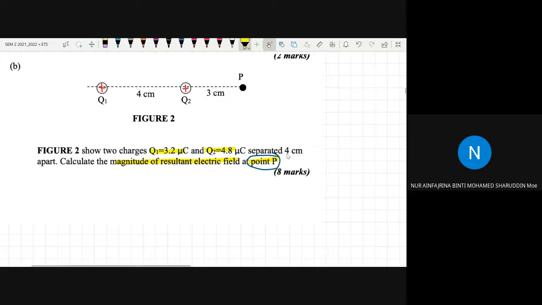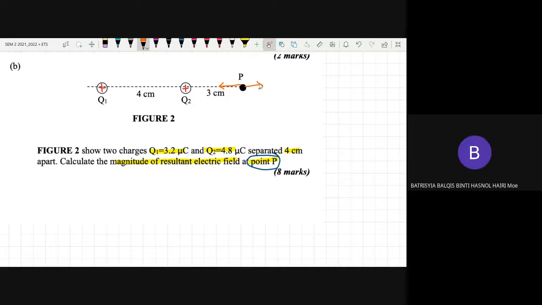Okay, so what is the first step? So the first step will always be the same. Draw the electric field first. Awak draw dulu electric field. Okay, now, so both is positive charge. Maksudnya, sekarang kalau awak draw electric field dia, dia akan ke kiri atau ke kanan?